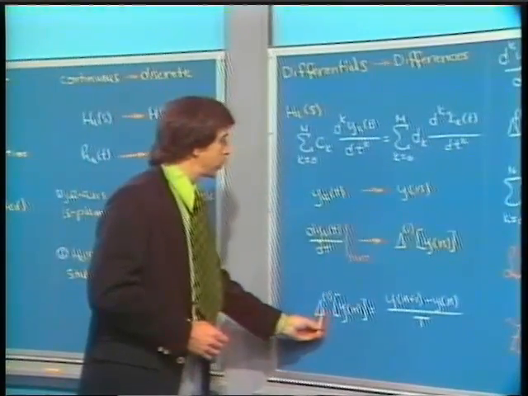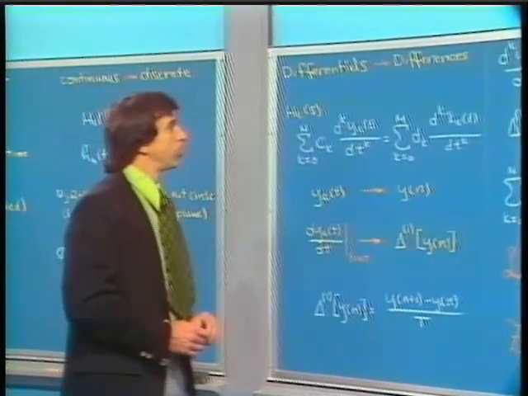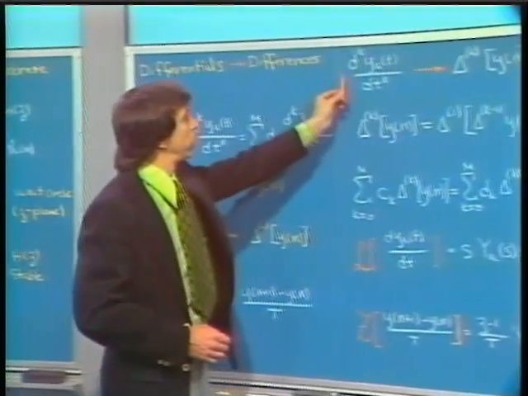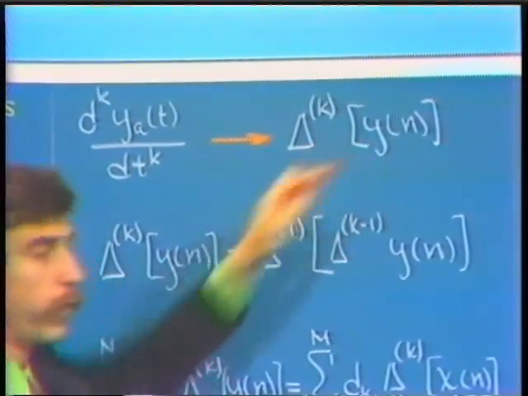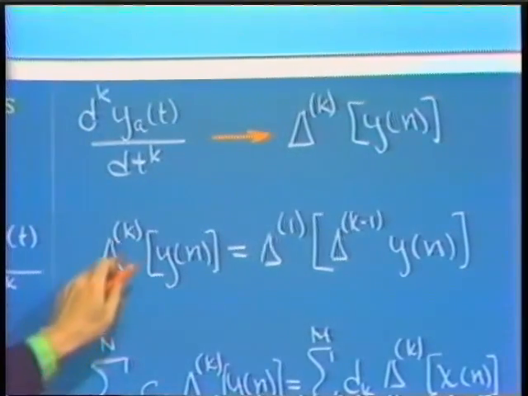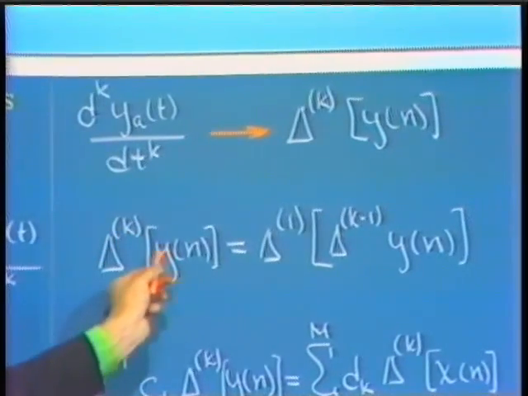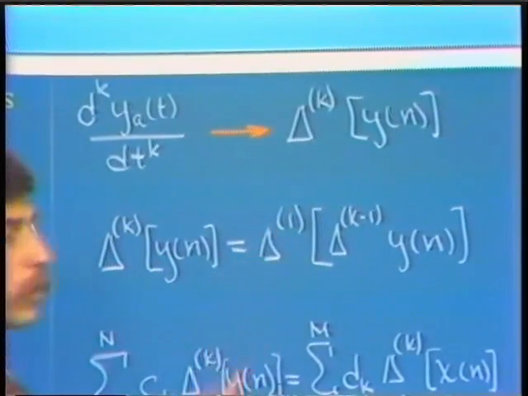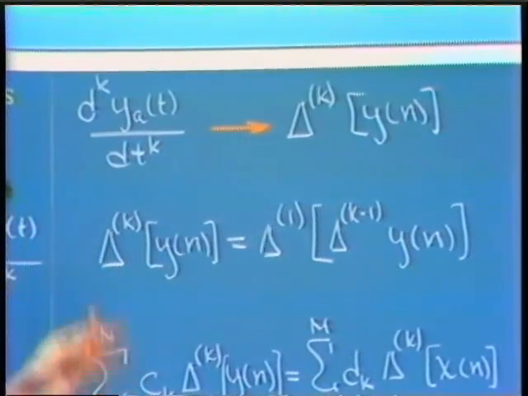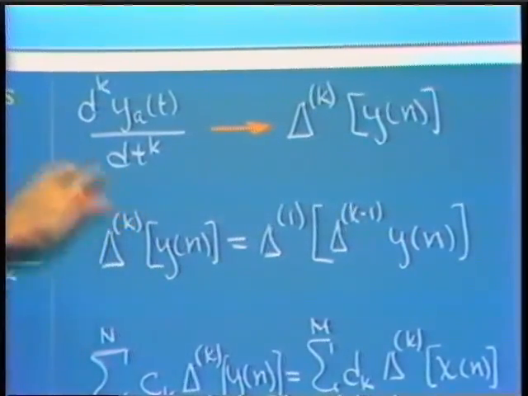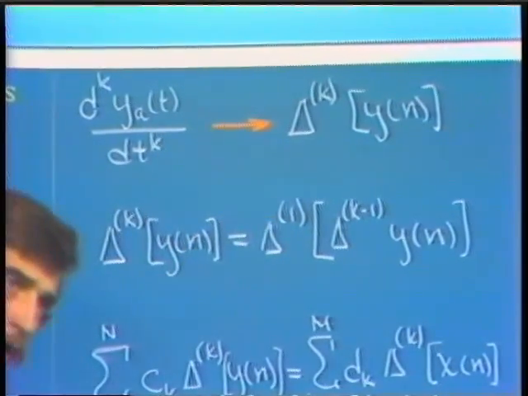We want to replace a first derivative by a first forward difference. More generally, what we would want to replace a kth derivative by is the kth forward difference, where the kth forward difference is defined iteratively. In other words, the kth forward difference of y of n is the first forward difference of the k minus first forward difference of y of n. Simply, the kth forward difference to correspond to the kth derivative is the first difference implemented over and over again k times.